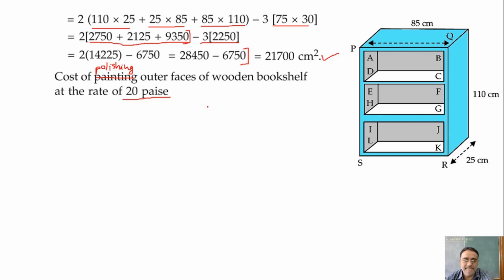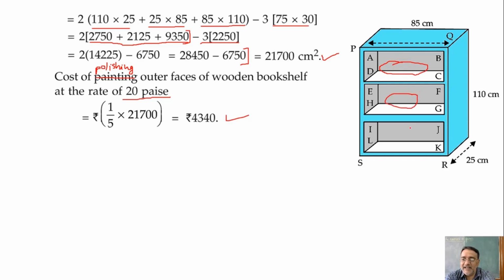1 by 5, 20 by 100, 1 by 5. Right. So 1 by 5 into 21,700. If you divide, you will get 4,340. So this is the total cost for polishing. Now we have to find the area of painting.